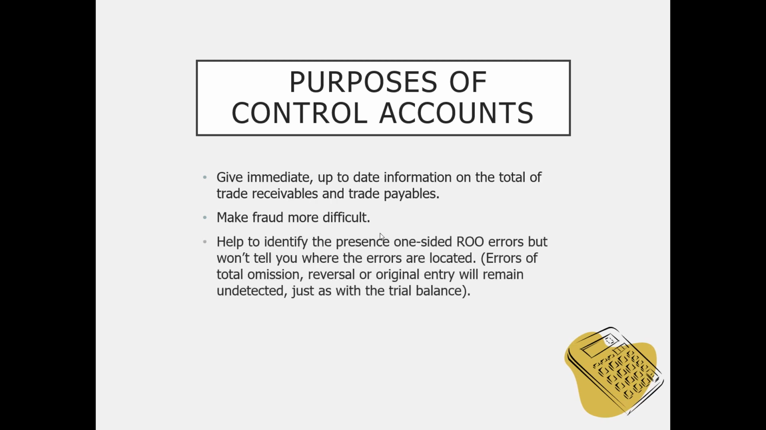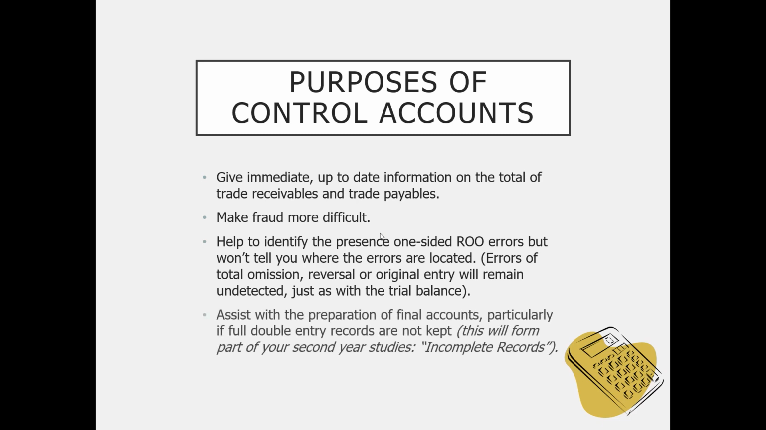It should help to identify the presence of one-sided errors, but it's not going to tell us where those errors are located. So remember that errors of total omission, total reversal of entries, or original entry will remain undetected. So if you write the amount down incorrectly at the start in the sales journal, it's going to be wrong all the way through.